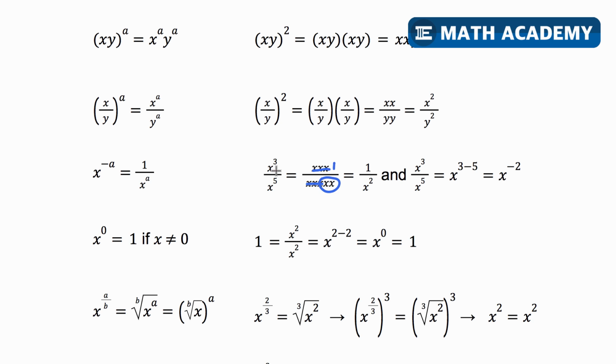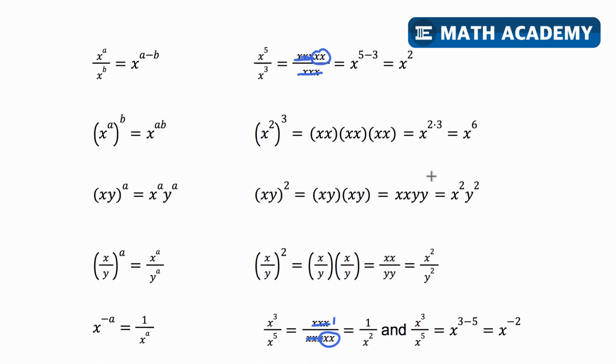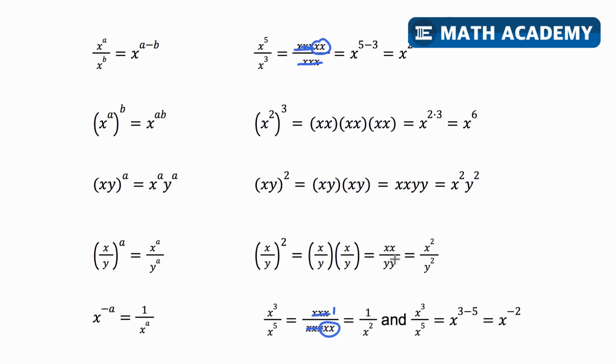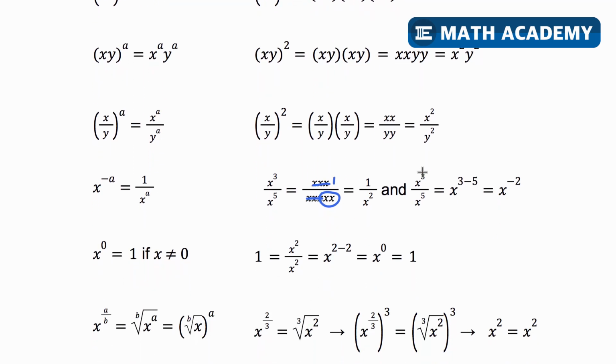But x to the 3 over x to the 5, we could think of it in another way by applying this rule, x to the a divided by x to the b equals x to the a minus b. So if we use that rule, x to the 3 over x to the 5 equals x to the 3 minus 5, and 3 minus 5 is negative 2. So we'd end up with x to the negative 2.